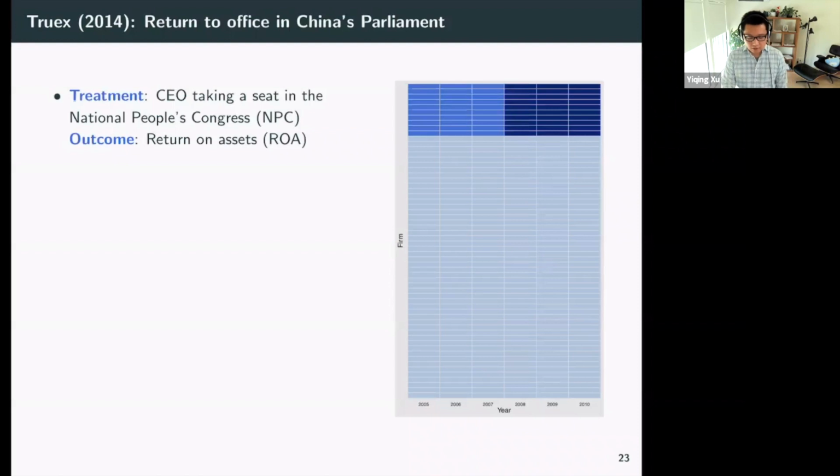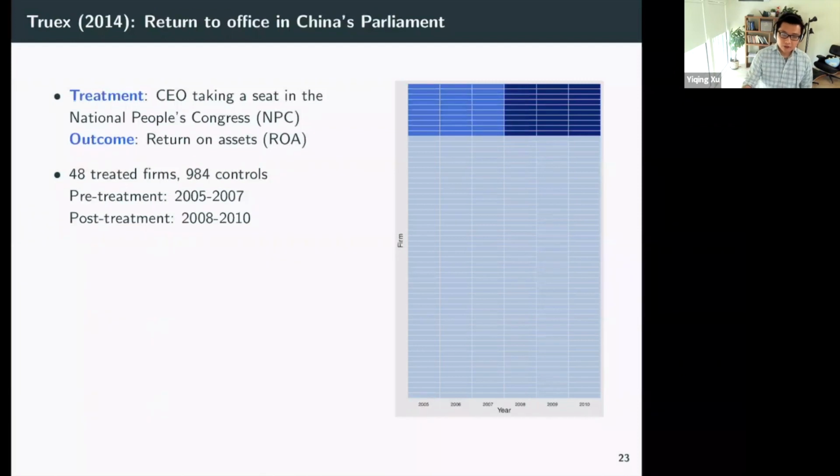To see this in action, we look at the effect of having a seat in China's People's Congress on firms' returns. This is a classical event study. You look at a person taking a seat, taking a political position in the parliament, and see whether that position gives your firm additional benefit.